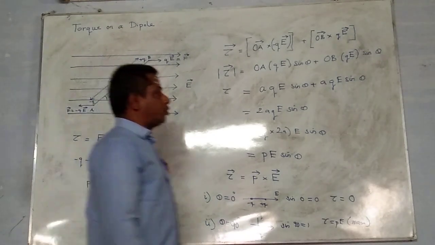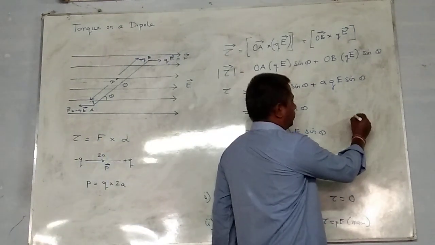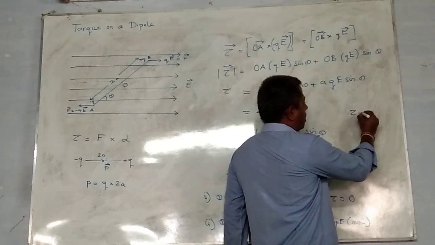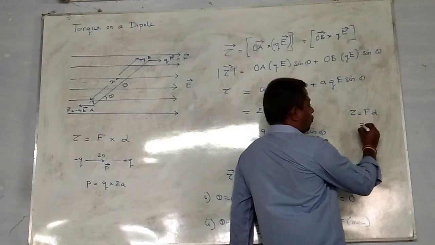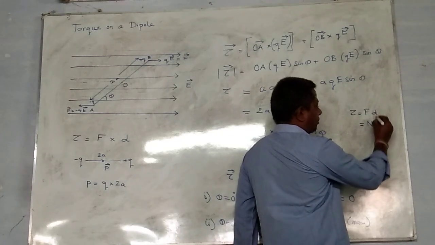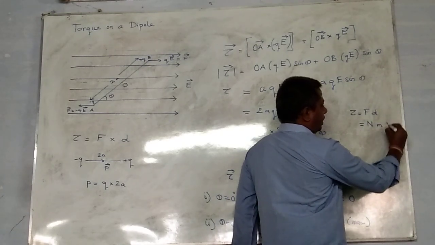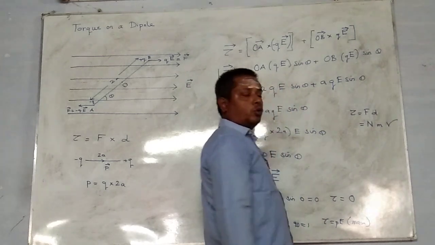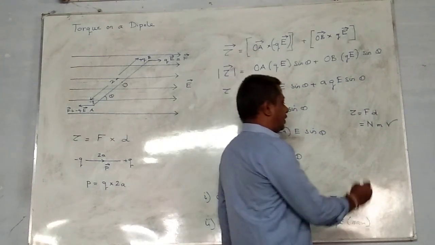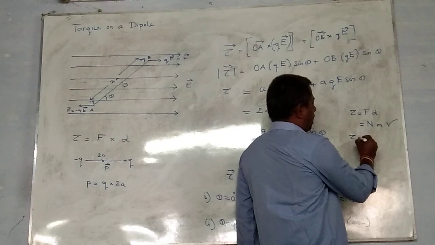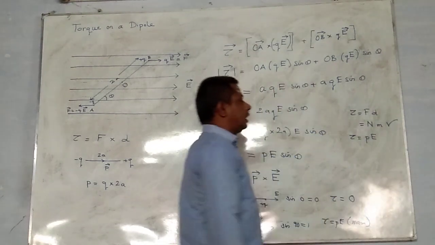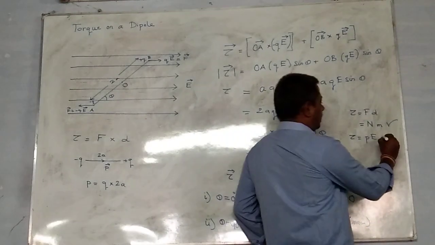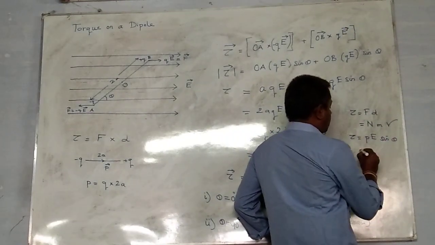Now we derive the unit and dimensional formula of torque. What is the formula for torque? Product of force into perpendicular distance. The unit of force is Newton. The unit of perpendicular distance is meter. So Newton meter is the SI unit of torque. You can also derive the unit of torque using the formula used here: tau is equal to PE sin theta.